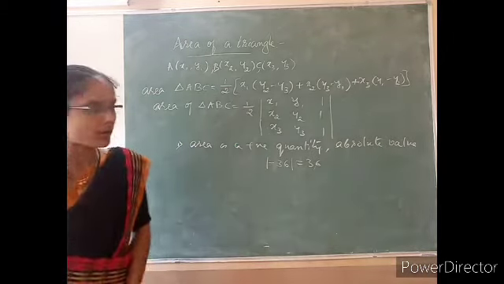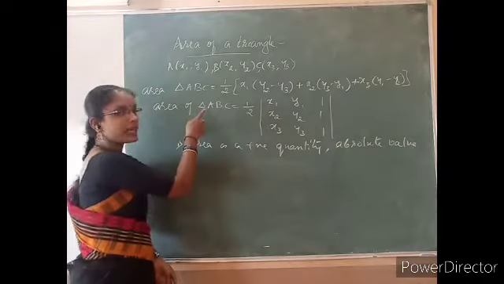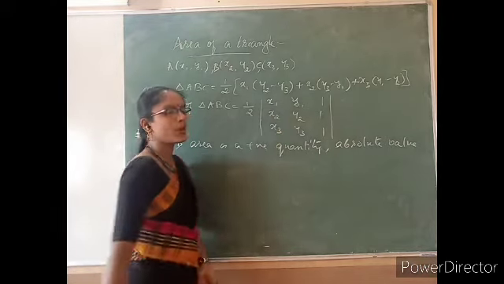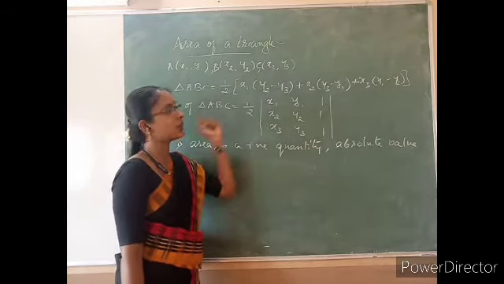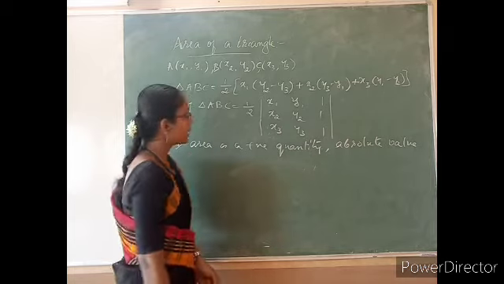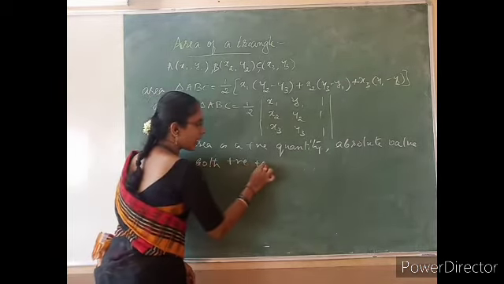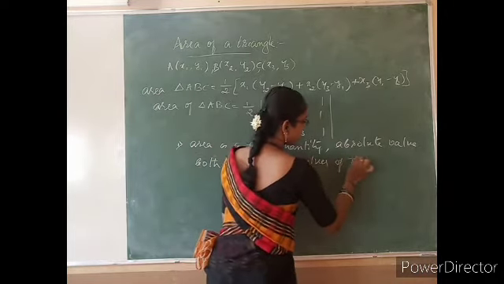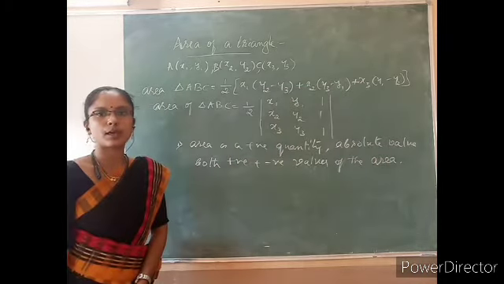Okay. And one more thing is, sometimes in the question the area is given, and you have to find one of the vertices. In that case, for calculation, we have to take both the positive and negative values of the area.